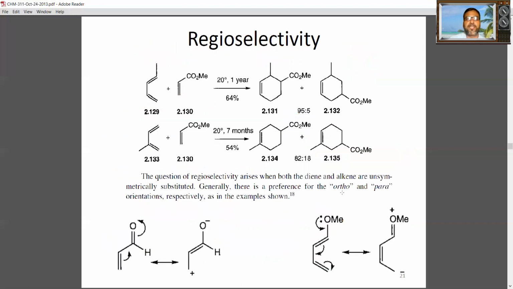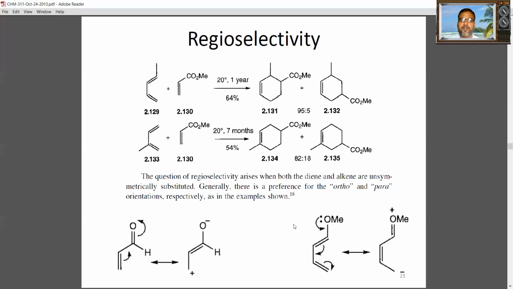Now regioselectivity. You can see here the diene and dienophile forming these two products: 95% this compound, only 5% this compound. Another diene and dienophile gave this product: this one is 82%, this one is only 18%. So the question of regioselectivity arises when both the diene and alkene are unsymmetrically substituted. Generally, there is a preference for the ortho and para orientation, respectively, as in the example shown.